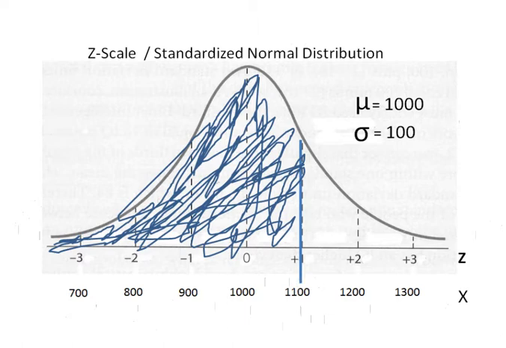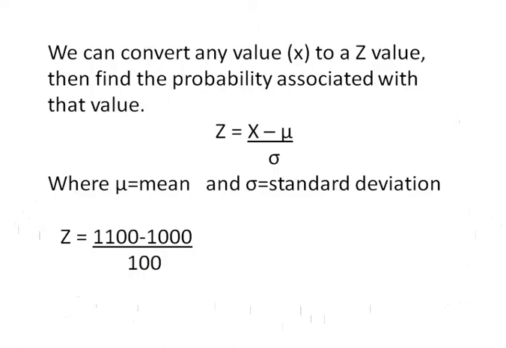So what we will do is take our value of x, and put that into our formula. So here's our formula. We'll put the x value, the one we have in question, 1,100 gallons, minus the mean, which is 1,000 gallons, divided by the standard deviation, which is 100 gallons. And when we work this through mathematically, we get a value of 1.